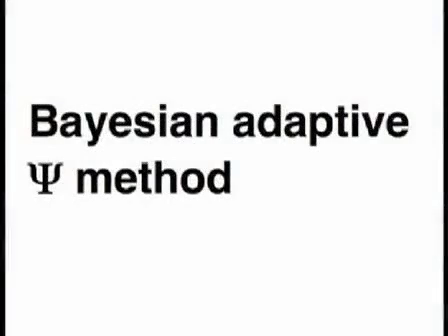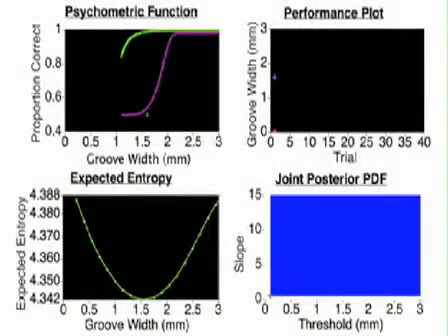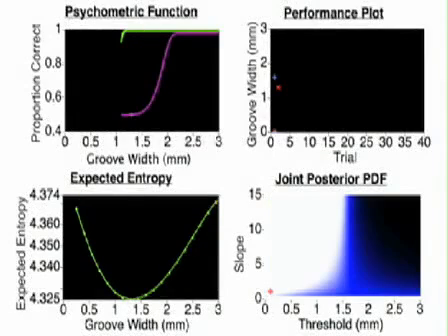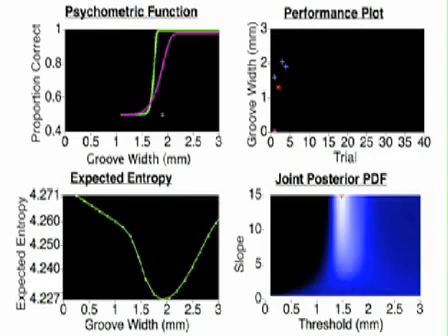Now that we've discussed the parameters of a psychometric function, let's take a look at how the Bayesian adaptive procedure comes to an estimate of these parameters during a testing session. Here I'm running a simulation of a model subject who has a threshold of 1.75 millimeters, a slope of 5, and a lapse rate of 4%. The subject's psychometric function is represented by the purple curve in the top left plot. This curve is what we're trying to estimate.